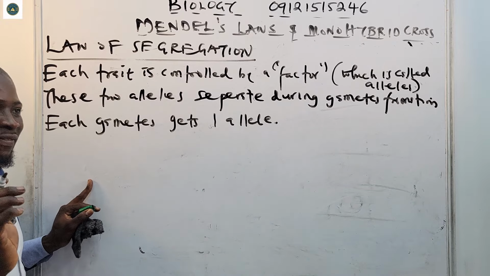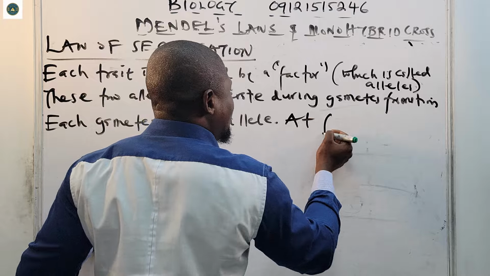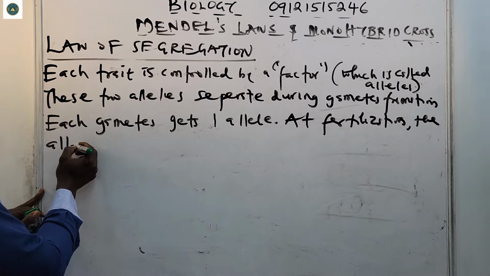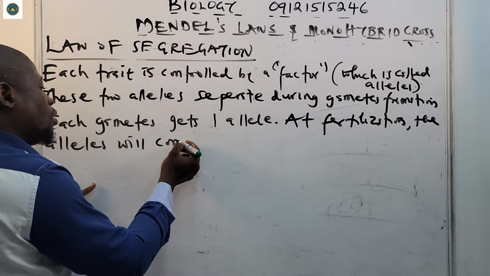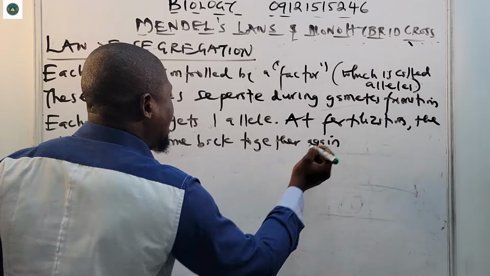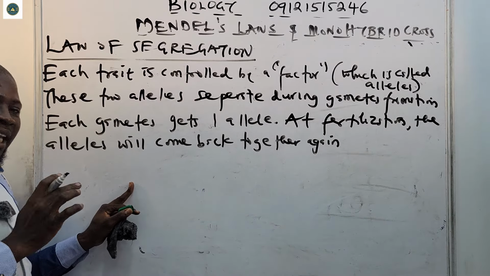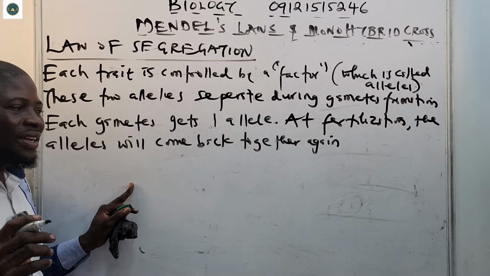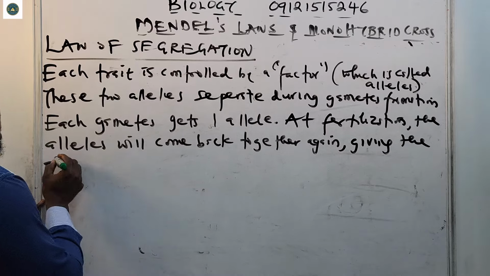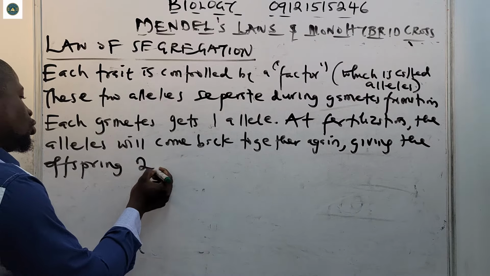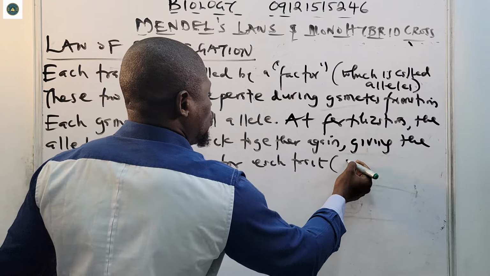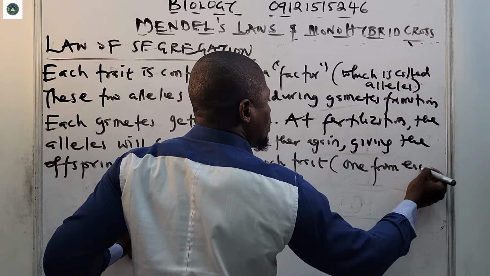And at fertilization, the alleles will come back together again, giving the offspring two alleles for each trait, one from each parent.